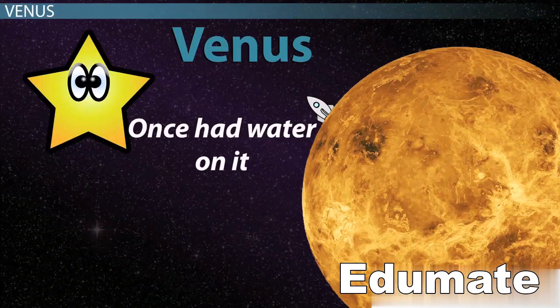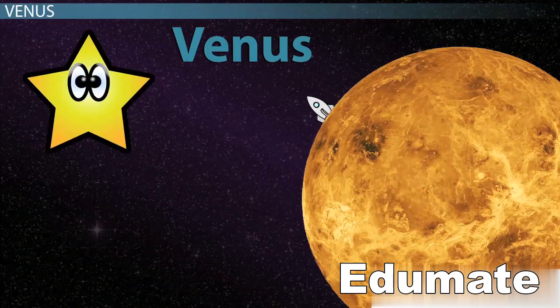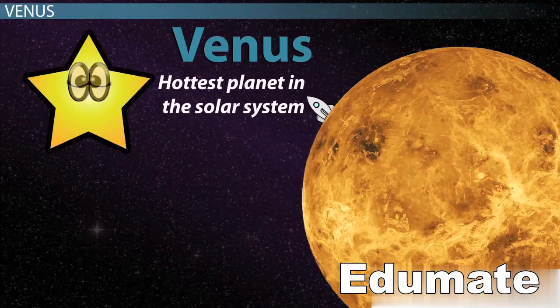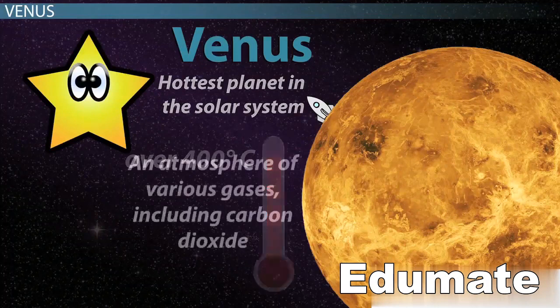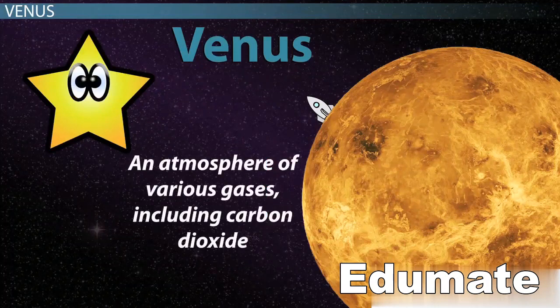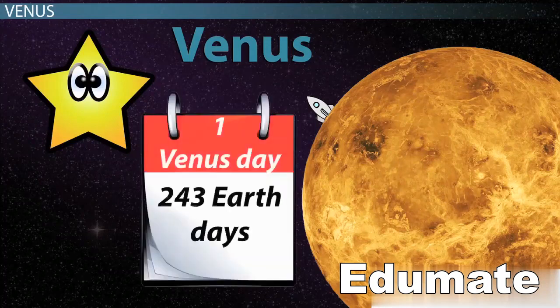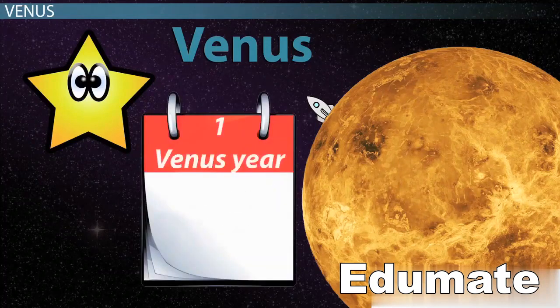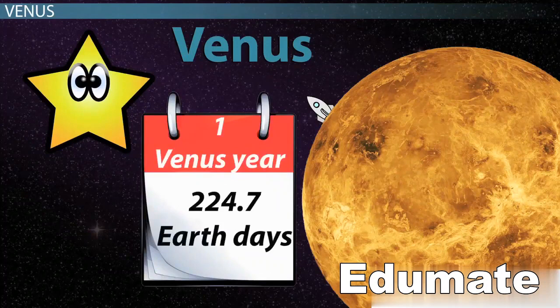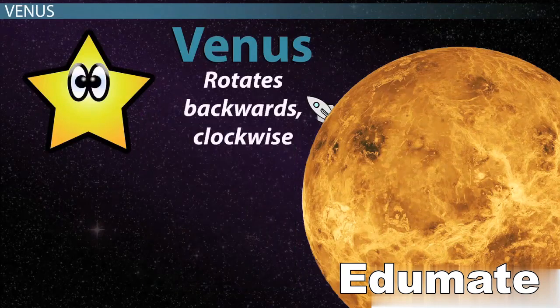In important ways, though, Venus is very different from Earth. Venus is the hottest planet in the solar system, with temperatures over 400 degrees Celsius. Its atmosphere is a thick cloud of various gases, including carbon dioxide, which traps the heat and transforms the planet into a furnace that is hot enough to melt lead. Venus's surface is actually hotter than Mercury's, even though it is farther away from the Sun. The length of a day on Venus is 243 Earth days, and a Venus year is 224.7 Earth days. Yep, you heard that right. A day on Venus is longer than its year. Very strange. Venus is also different in that it rotates backwards.